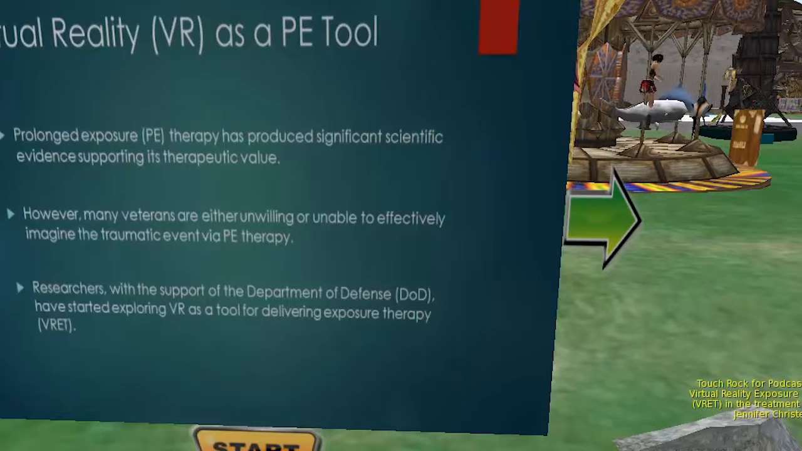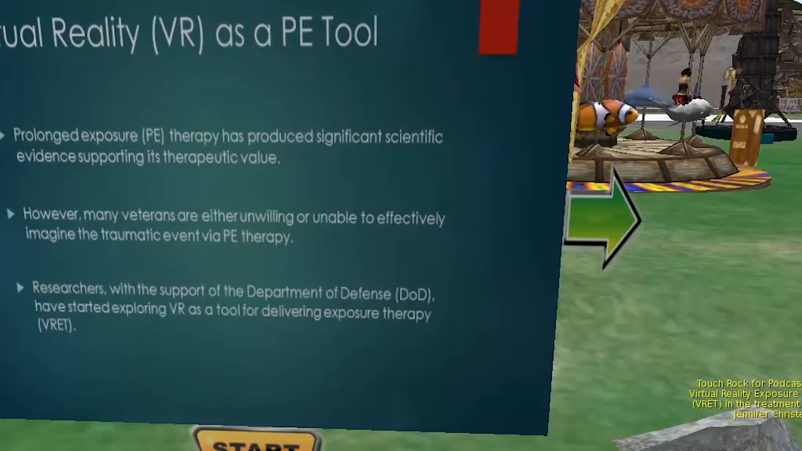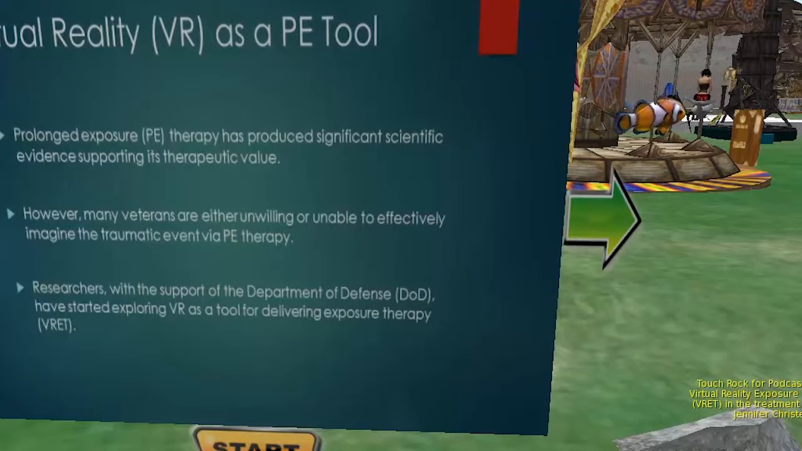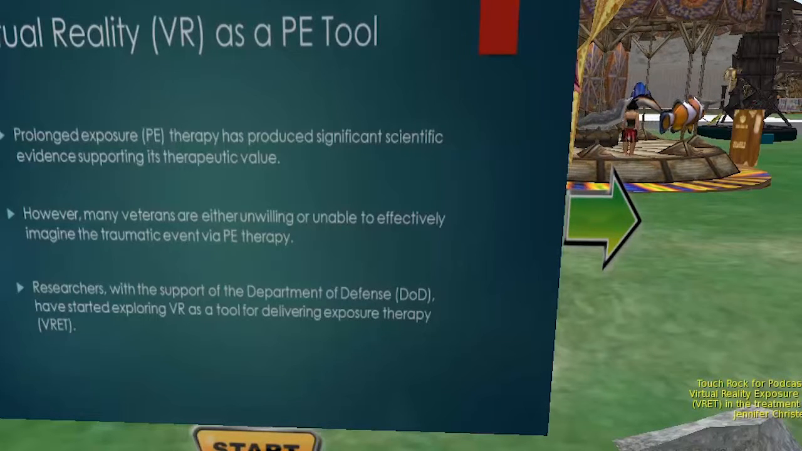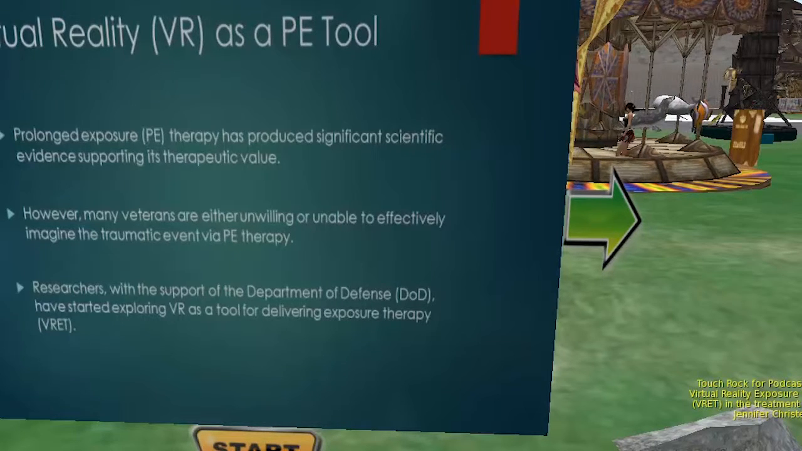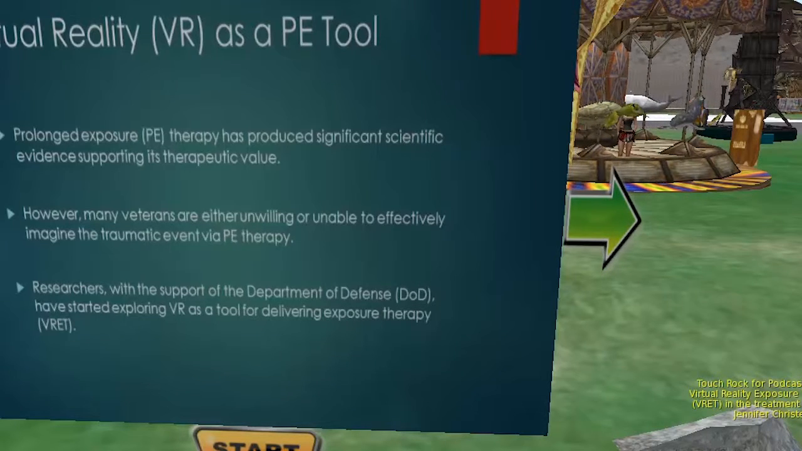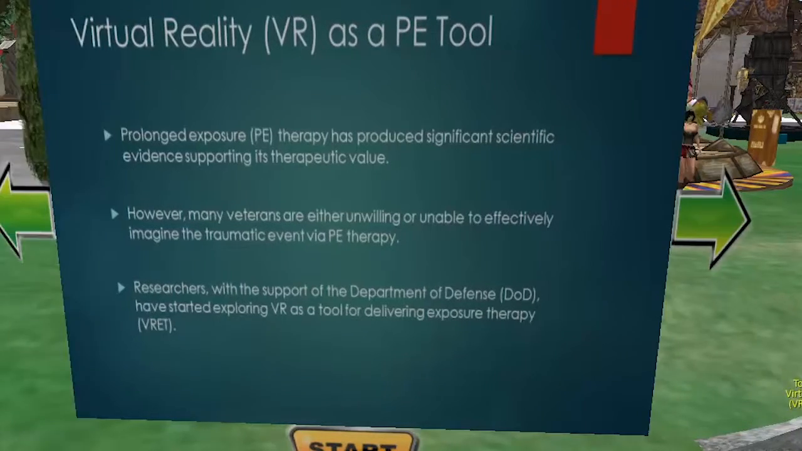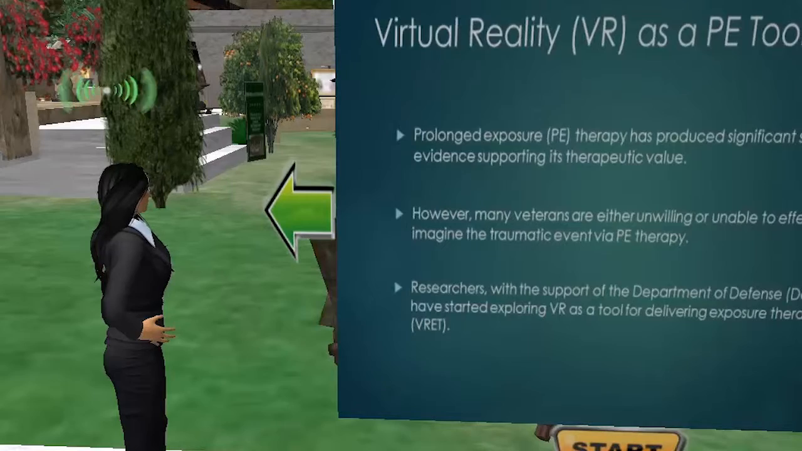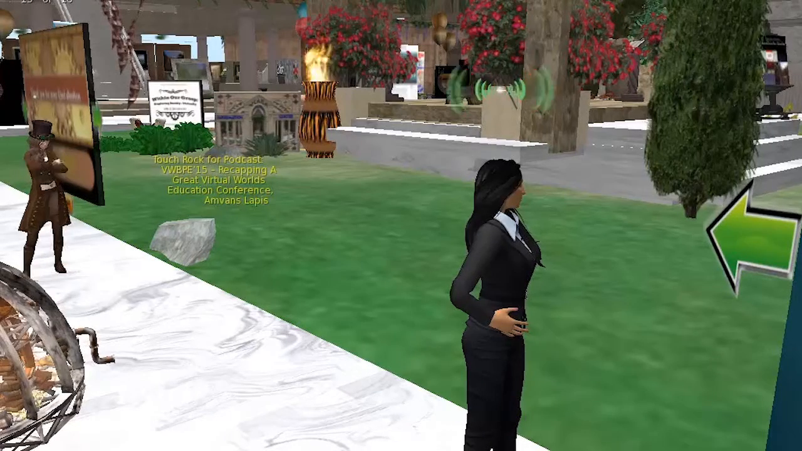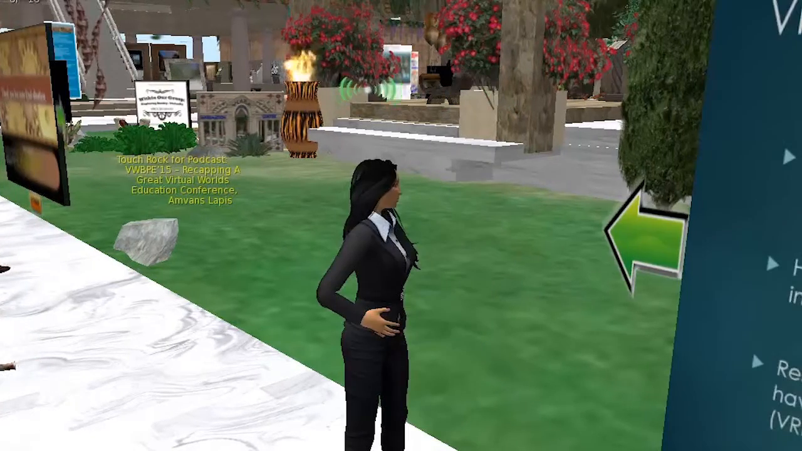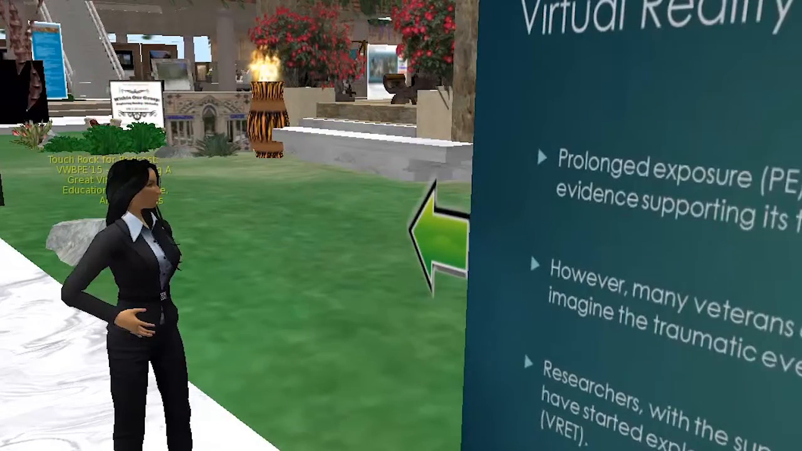Despite its efficacy, however, many veterans are either unwilling or unable to effectively imagine the traumatic event, thereby avoiding the trauma, which, as we now know, is a cardinal symptom of PTSD. In order to combat this, researchers, with the support of the Department of Defense, have started exploring virtual reality as a tool for delivering exposure therapy.